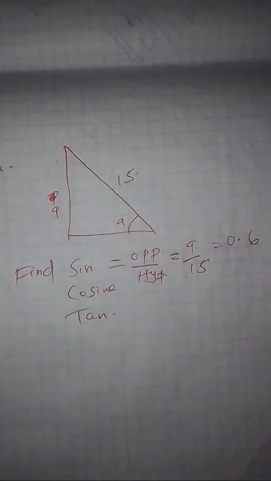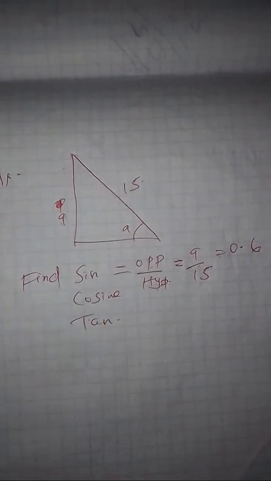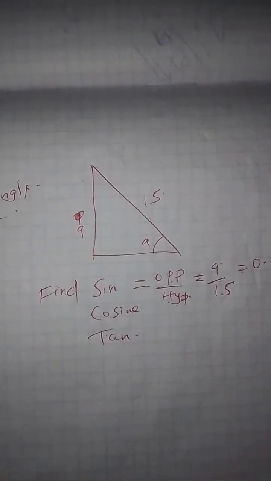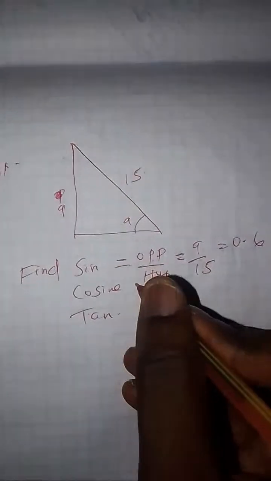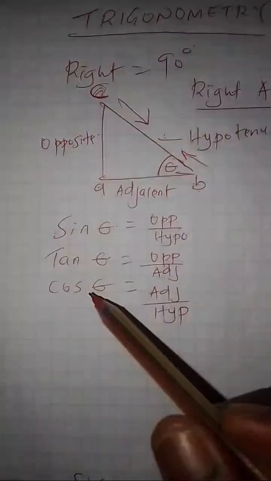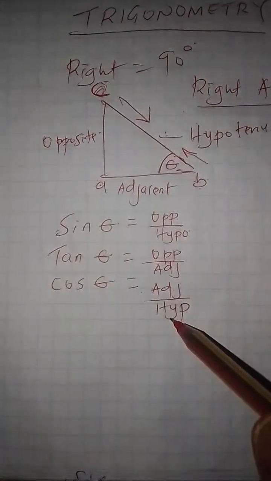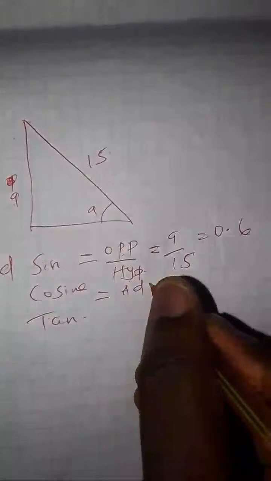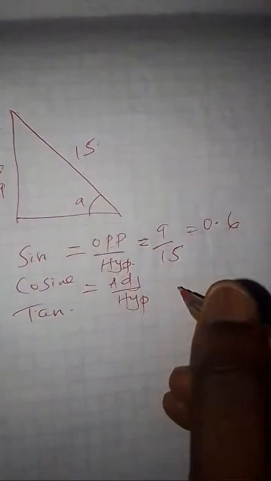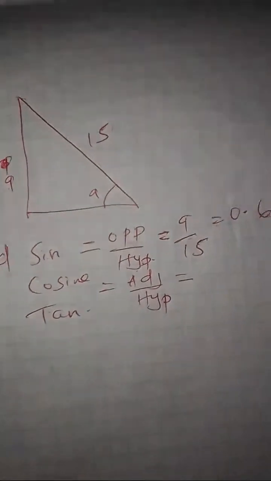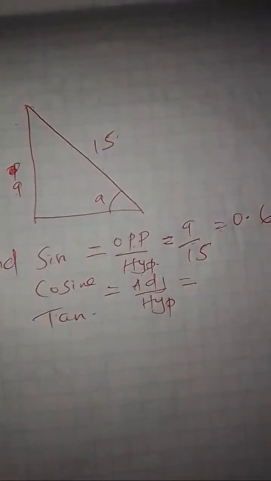Okay, so let's now move to the next bit where you are asked to calculate the cos, then tan. How do we calculate cos? From this formula, right? Cos is equal to adjacent over hypotenuse. Exactly. So for cos, we shall have adjacent over hypotenuse. So what do you have for the adjacent side? Okay, the adjacent side is this side.